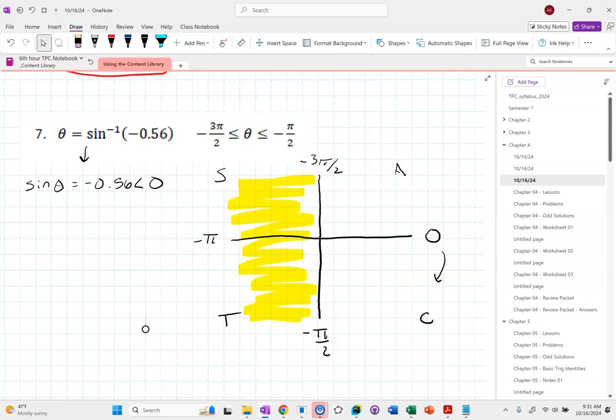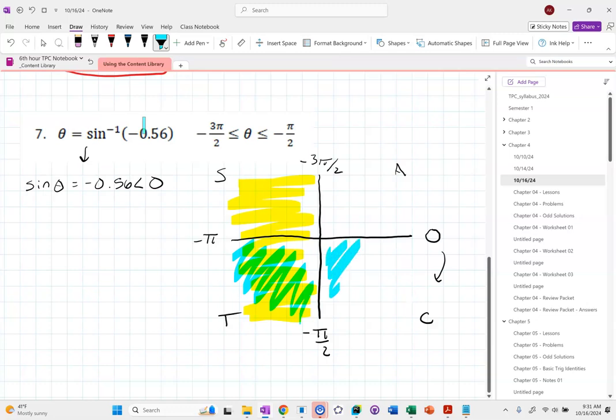Quadrant 3 is T. Tells me tangent is positive, but the others must be negative. And then quadrant 4 is C, telling me cosine is positive, but the others must be negative. So sine must be negative in quadrants 3 and 4. So far, so good.